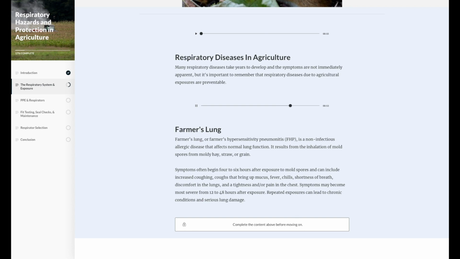Symptoms may become most severe from 12 to 48 hours after exposure. Repeated exposures can lead to chronic conditions and serious lung damage.